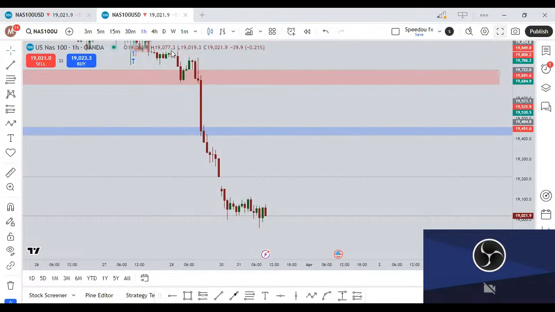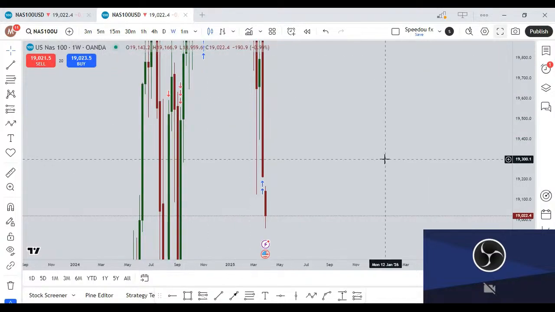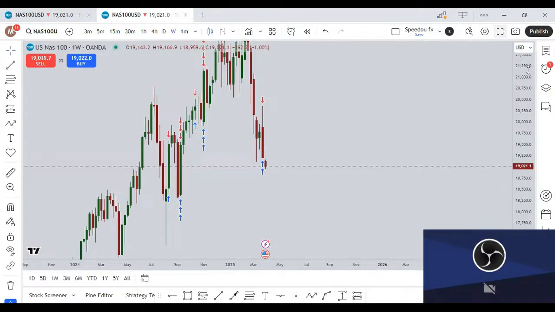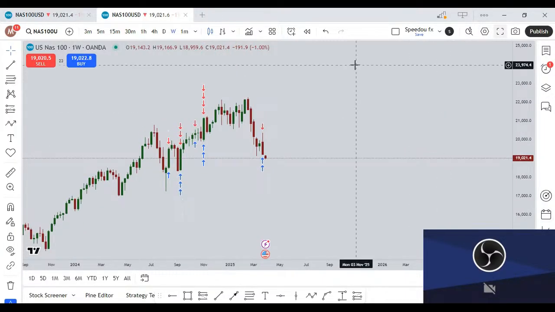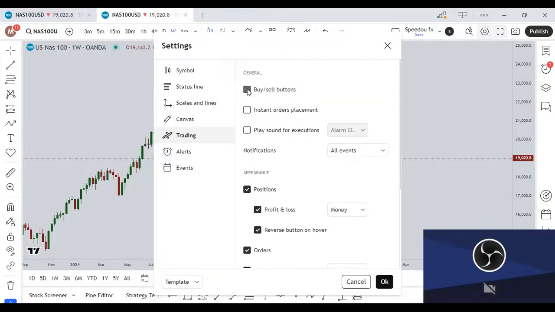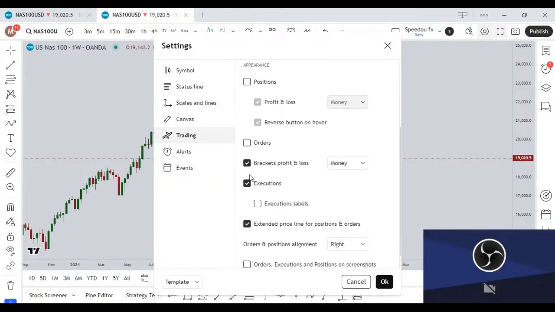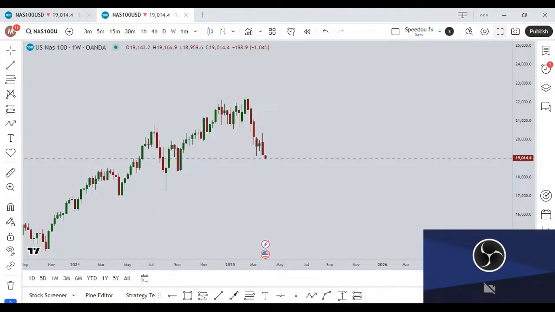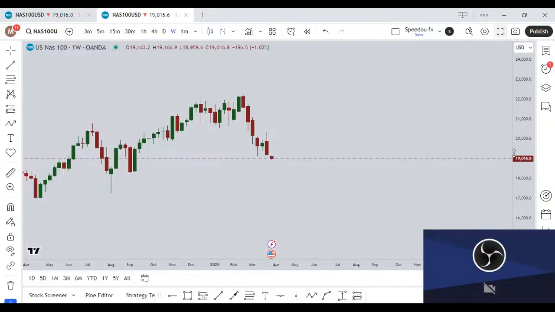Okay. So let's start from weekly. Let's start from weekly, and you can see on weekly. All right, let me turn up this. Okay, we're all good now. So weekly, you can see NASDAQ on weekly. It is now looking bearish.